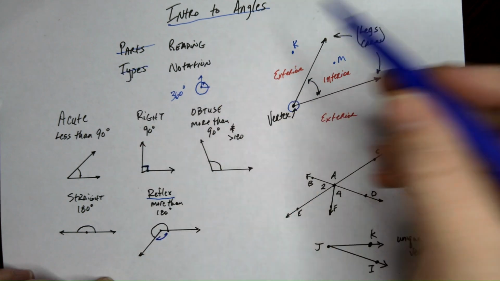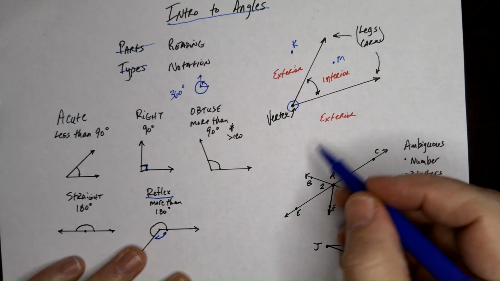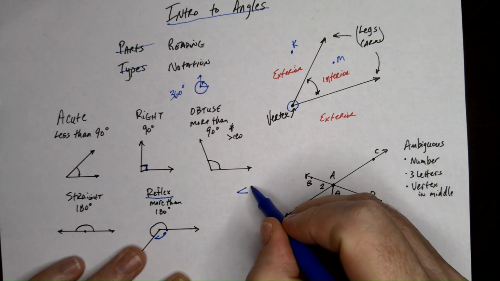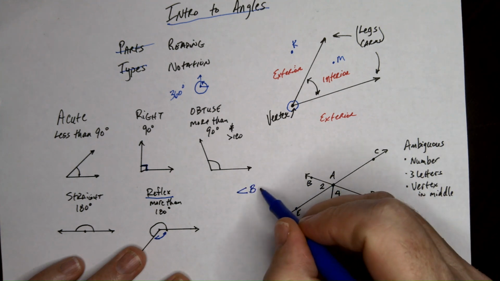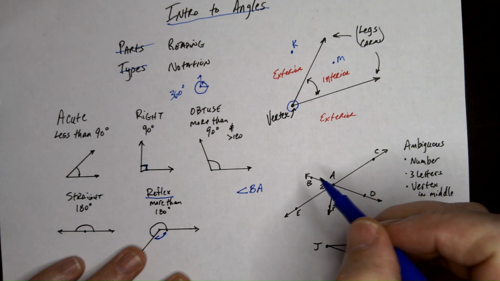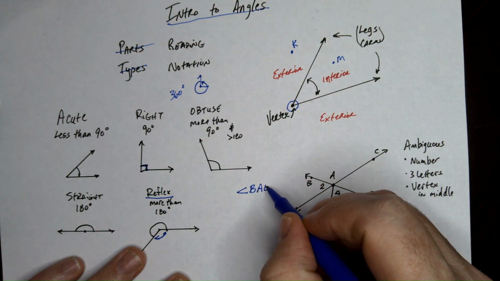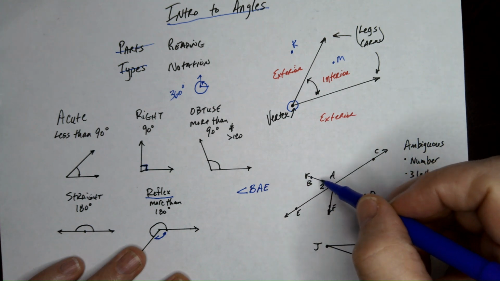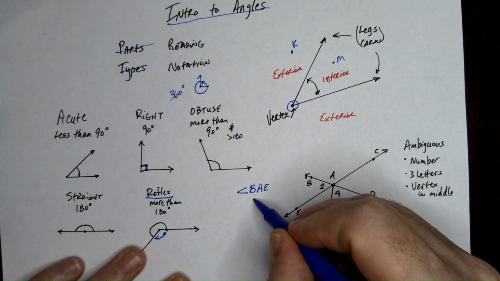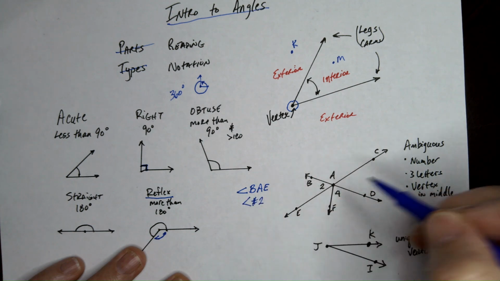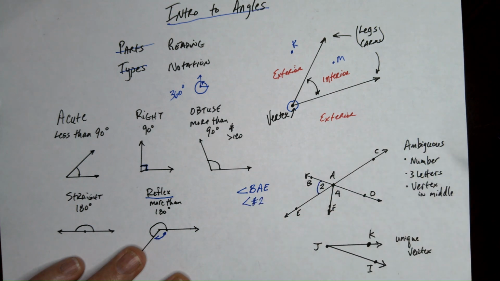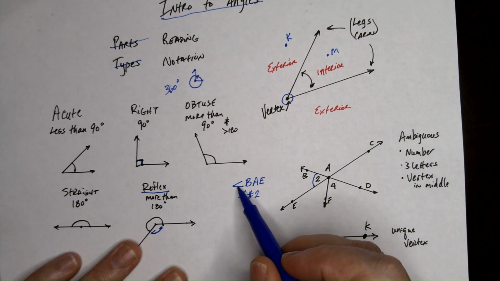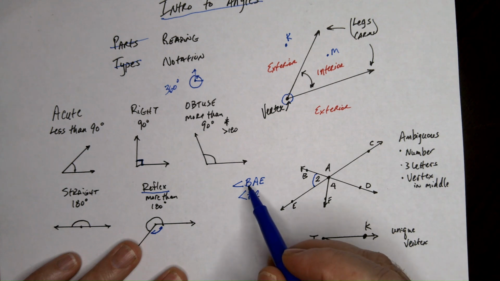Now let's talk about reading and writing. Okay, so if I have this diagram over here, this symbol means angle. The first letter is going to be a point on one of the legs. The second letter is going to be the vertex. And the third letter is going to be a point on the other leg. So angle BAE, that's BAE. That's the angle that's marked with the number 2. So you could also say it's angle 2. It's this angle right here, right? That's angle BAE. So this is the notation that means we have an angle, and then the three letters.